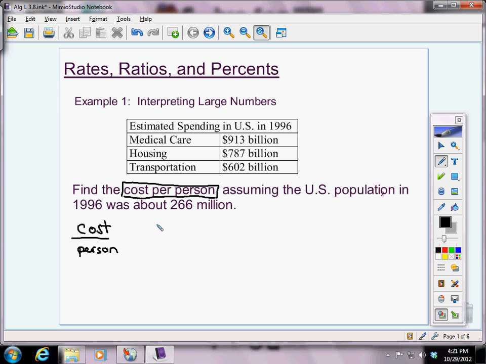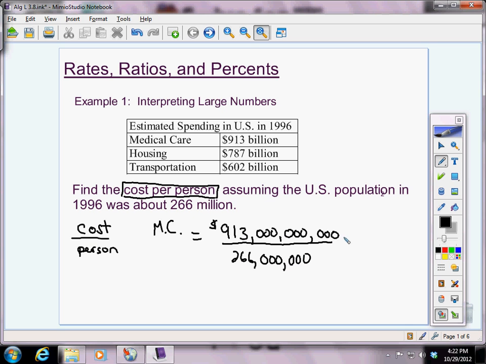If we talk about the medical care, and I'll just abbreviate it MC, you'd say, okay, how much did medical care cost? It cost $913 billion. I'm going to write it out this time just so we don't get confused. That'd be million, 3 more would be billion. And we're going to compare that to the number of people. We're using division to compare cost to the number of people. It tells us the number of people is 266 million.